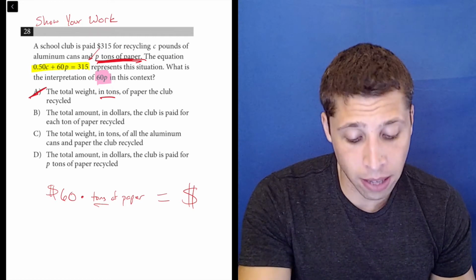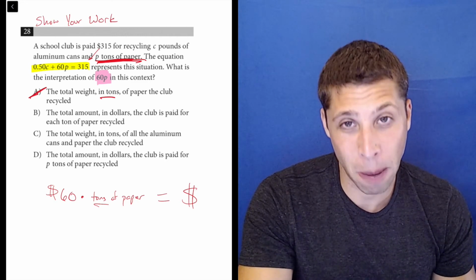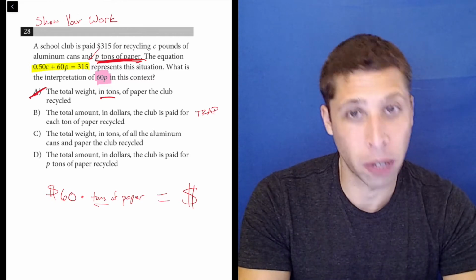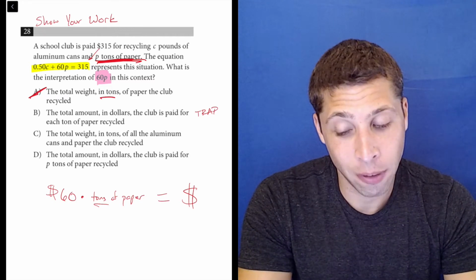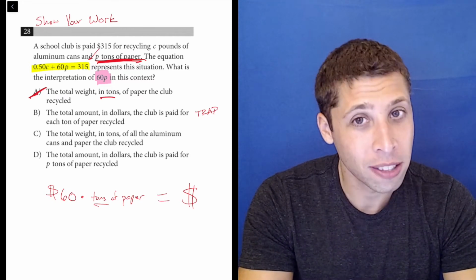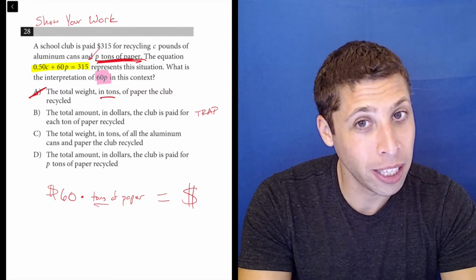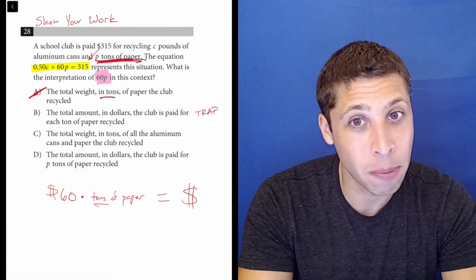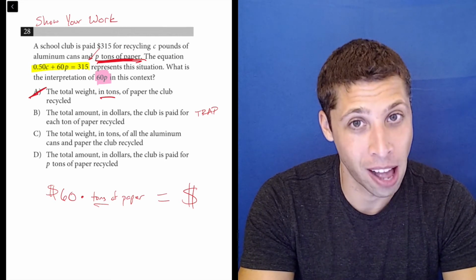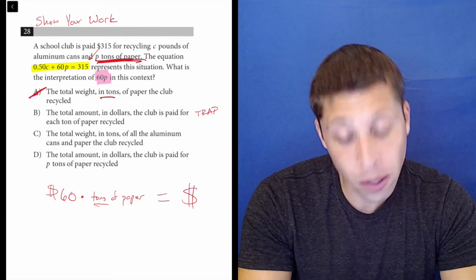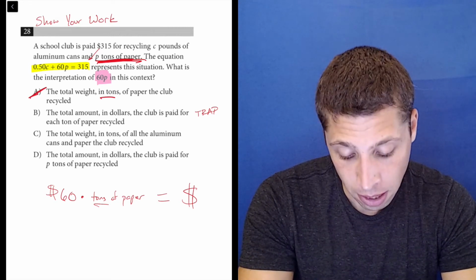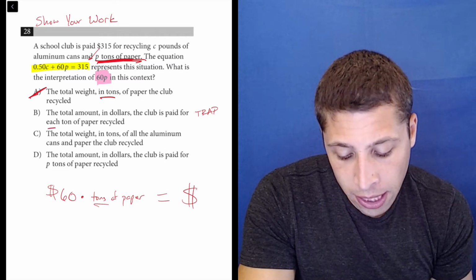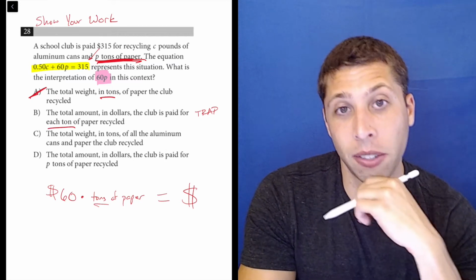B, the total amount in dollars the club is paid for each ton of paper recycled. I think this is the trap. I think this is what most people are going to pick if they're moving too fast. And if you picked this, I'd be curious if you actually ended up reading C and D, or if you were just so confident you were right that you picked B and didn't even bother to read C and D. I think that happens a lot. The problem is that even though it's talking about dollars, so we're in a good place, it's talking about the amount they're paid for each ton of paper recycled.